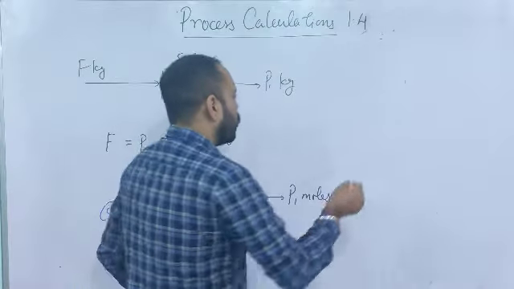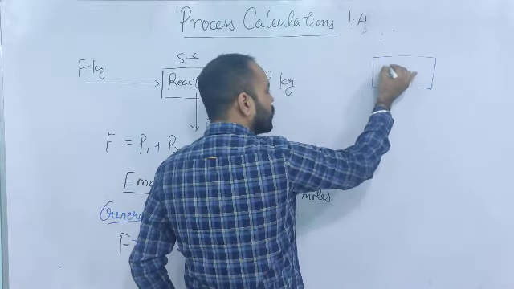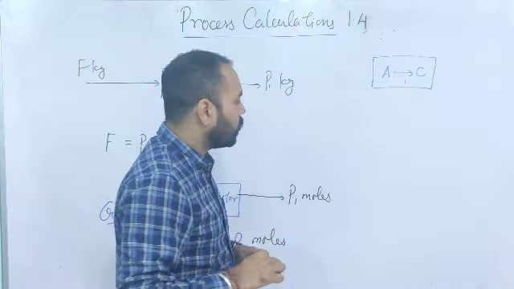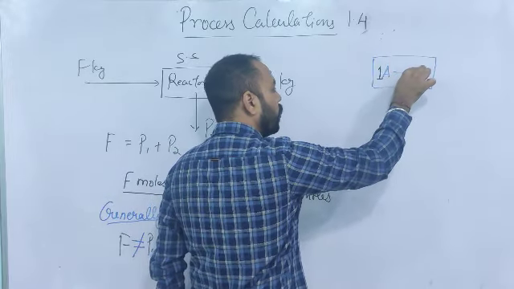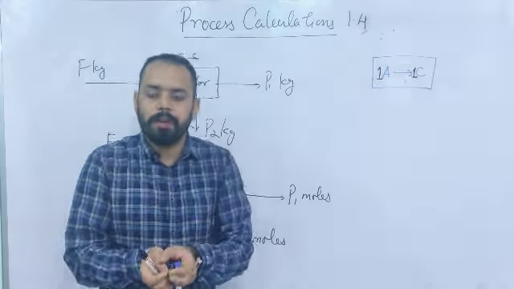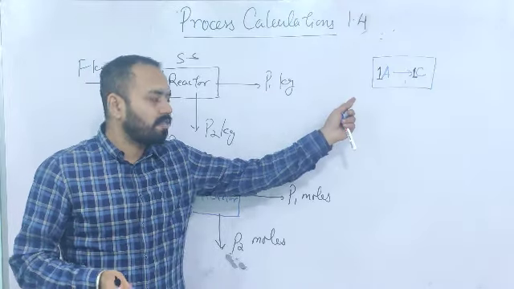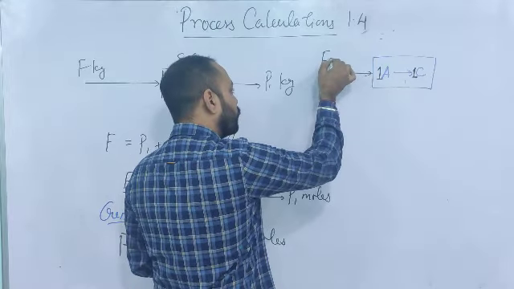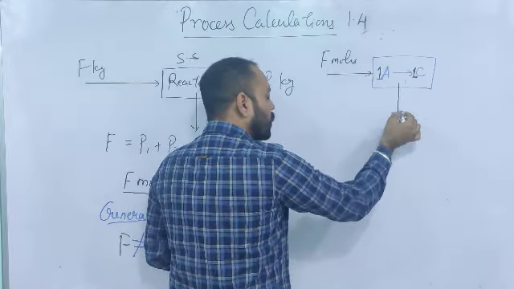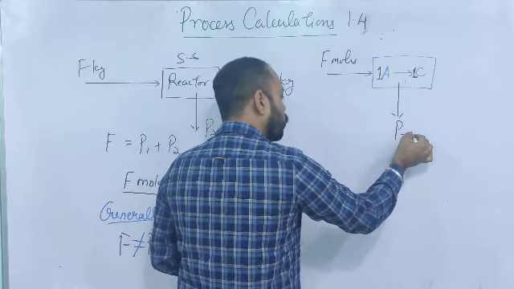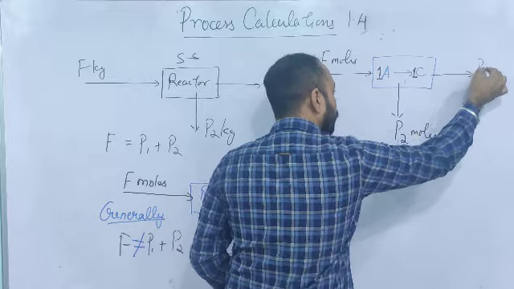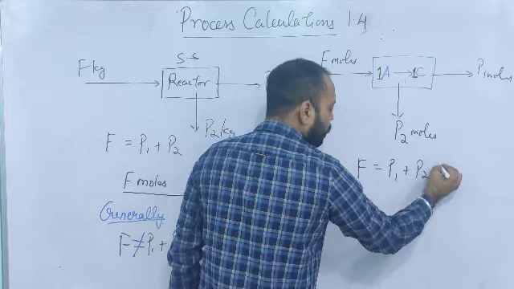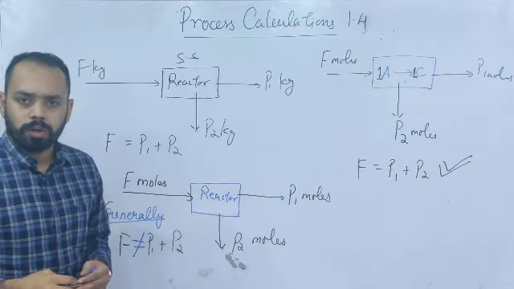What are those cases? Suppose there is a reaction which gives A giving C. What is so special about this reaction? 1 mole here and 1 mole here. So if the stoichiometric coefficient on the left hand side, on the reactant side, is equal to the stoichiometric coefficient on the product side, and you are having F moles of the feed which are reacting, whatever be the conversion, doesn't matter, P2 moles and P1 moles. Now, can you write F is equal to P1 plus P2? Definitely yes. So this is the special case when total moles in is equal to total moles out.